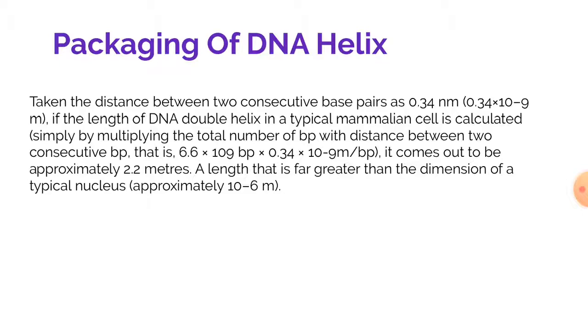But if the length of the DNA helix in a typical mammalian cell is calculated, simply by multiplying the total number of base pairs with the distance between two consecutive base pairs, so it is 6.6 × 10^9 base pairs multiplied by 0.34 × 10^-9 meters. So this comes out to be 22 meters in length. Now this length is very big compared to the cell.